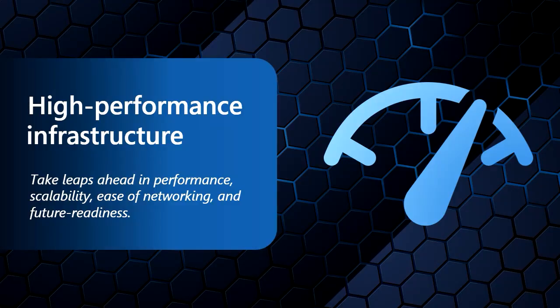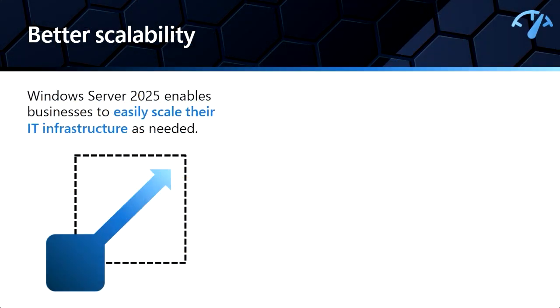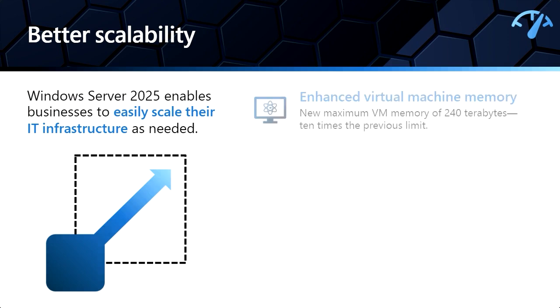So let's talk about how we have a high performance infrastructure. We know that right now, the focus with a lot of businesses is they're growing, and because they're growing, they want to be able to scale as fast as possible. So what are the things that truly help us scale as quickly as possible? Well, we talked about this before, but you're looking at VM memory. Now, when it comes to VM memory, we have a new maximum. The previous maximum was literally a tenth of this. So now we have 240 terabytes. 240 terabytes is the maximum amount.